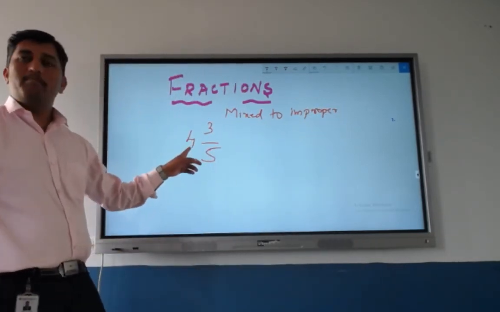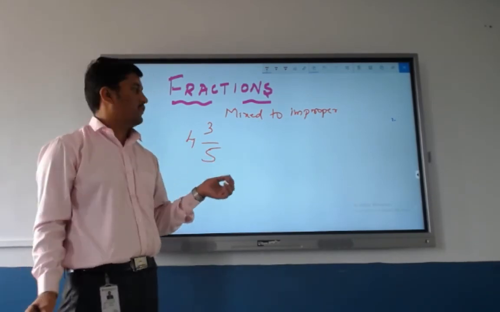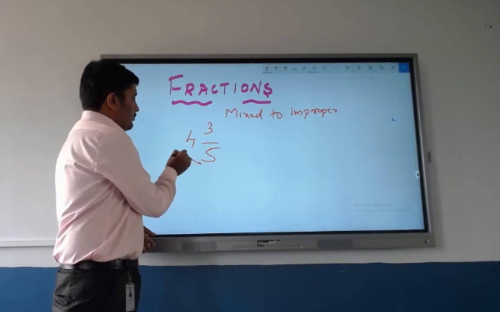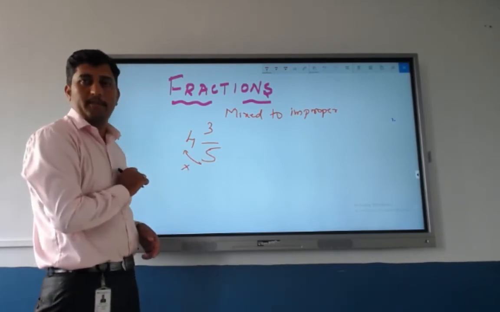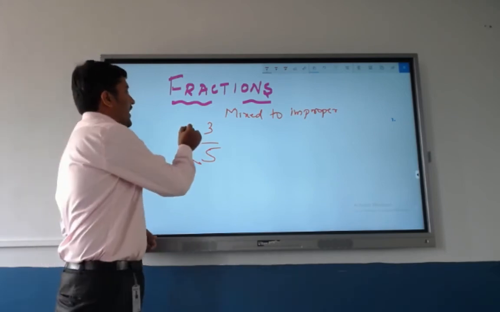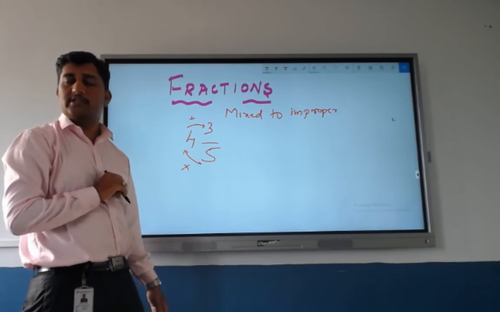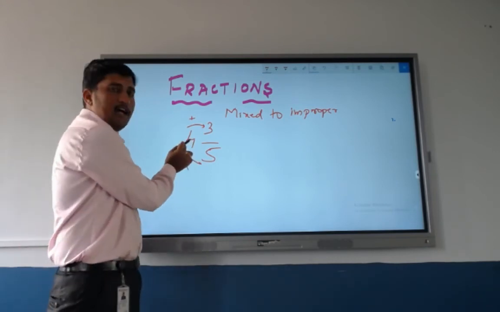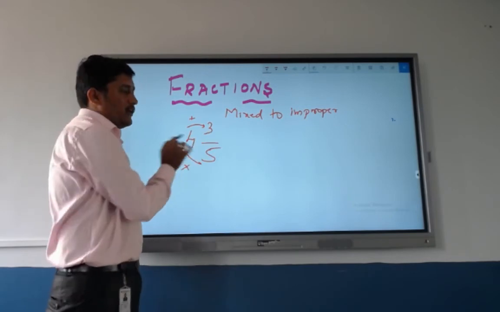Now this is a mixed fraction. Now we have to make this an improper fraction. How to convert? See here. These two you have to multiply first. For that answer, you add the up number. This number you have to add. So this is the method. See, 5 fours are 20. 20 plus 3, 23. 23 upon 5.